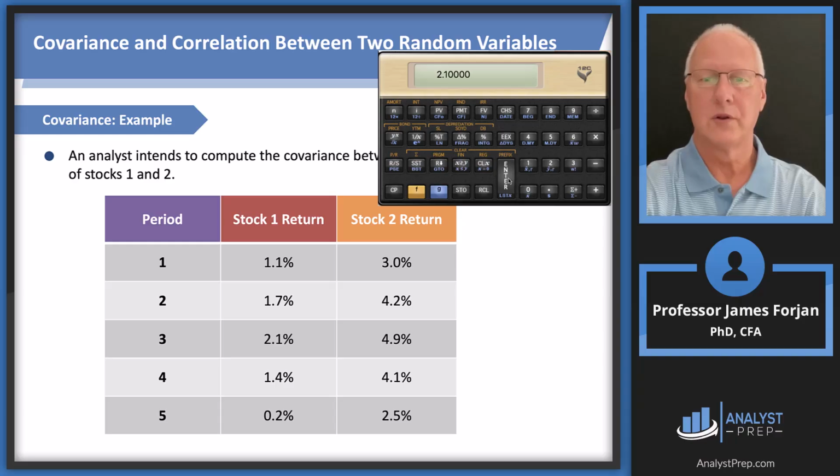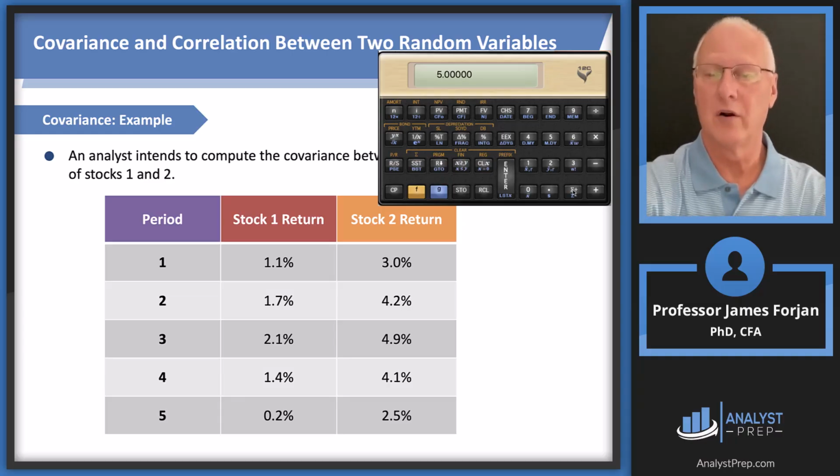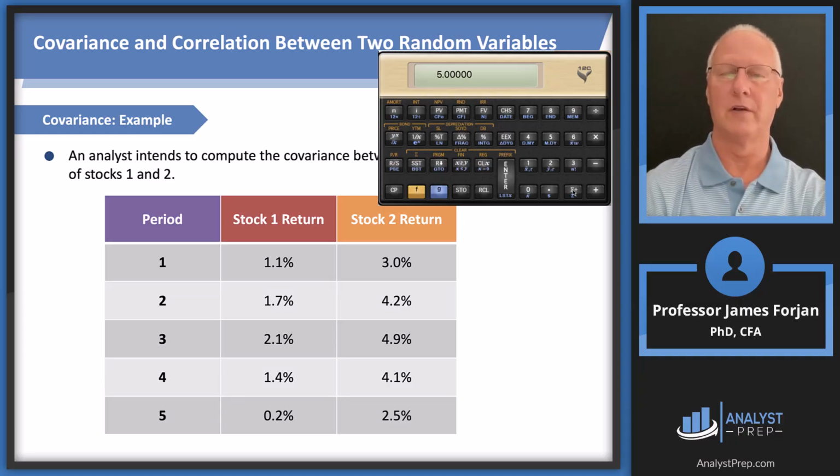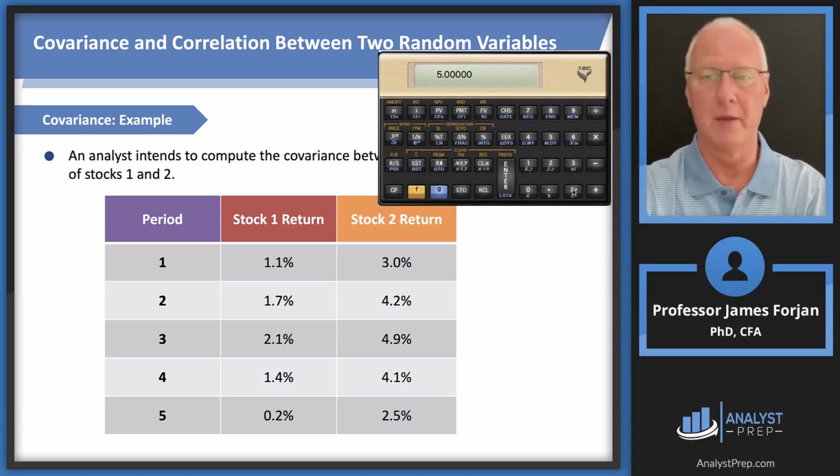2.1 enter, 4.9 sigma plus, 1.4 enter, 4.1 sigma plus. Hold on, we're almost there. 0.2. Did I hit enter? I think I did. I'll hit it again. 2.5 sigma plus. So there are the 5 entries, right? We did both of them.